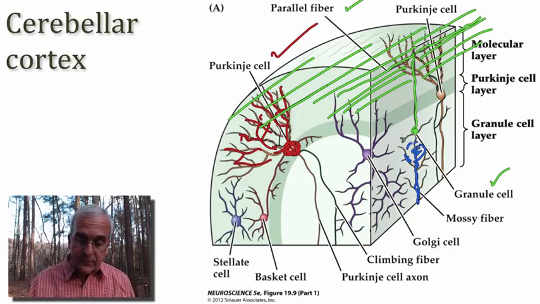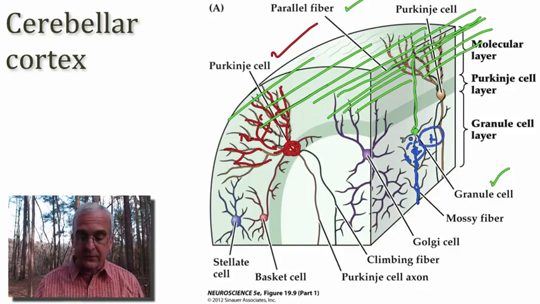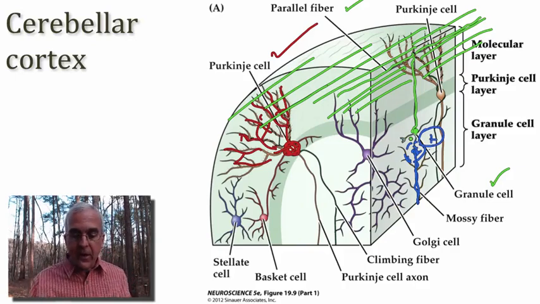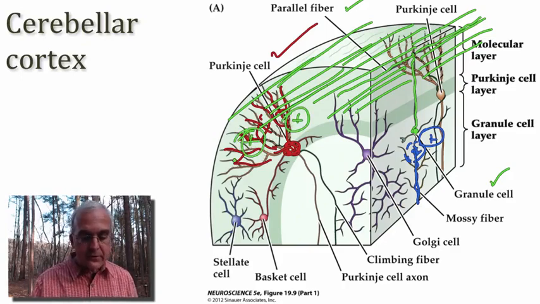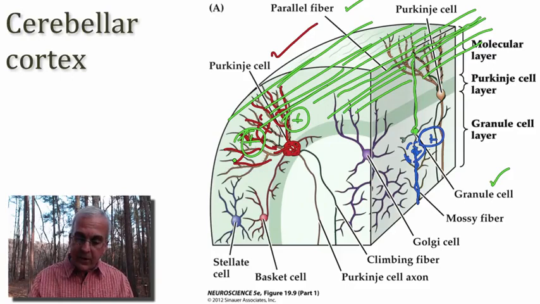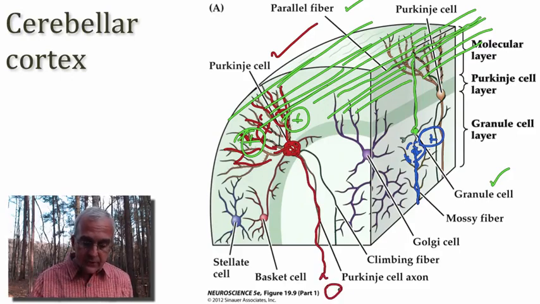These mossy fibers are synapsing on the dendrites of the granule cells, and this is an excitatory synapse, so the mossy fiber is exciting the granule cell. The granule cell gives rise to these massive parallel fibers that make an excitatory synaptic connection onto the dendrites of the Purkinje neuron. So the granule cell parallel fibers are exciting the Purkinje cells. Well, the Purkinje cells send their axons down through the white matter where they synapse on cells in the deep cerebellar nuclei.